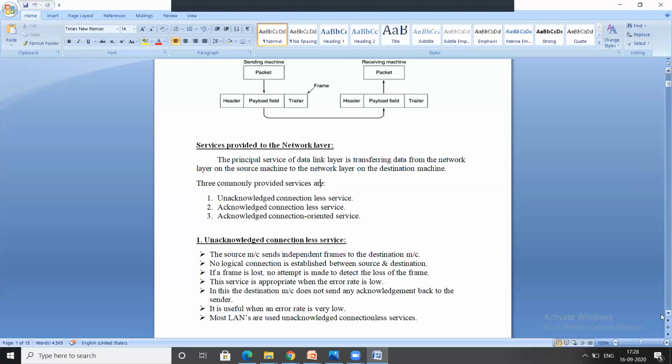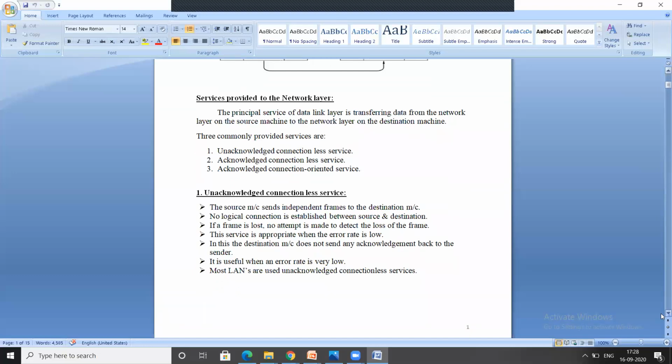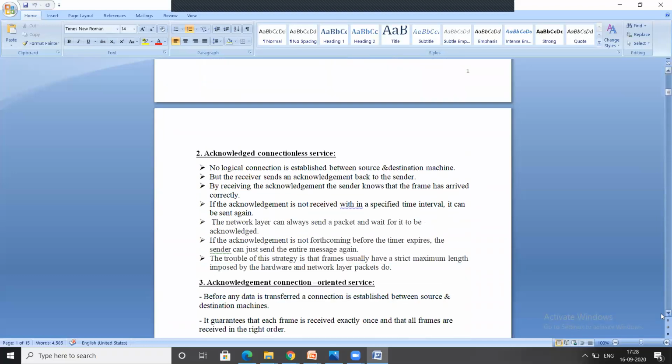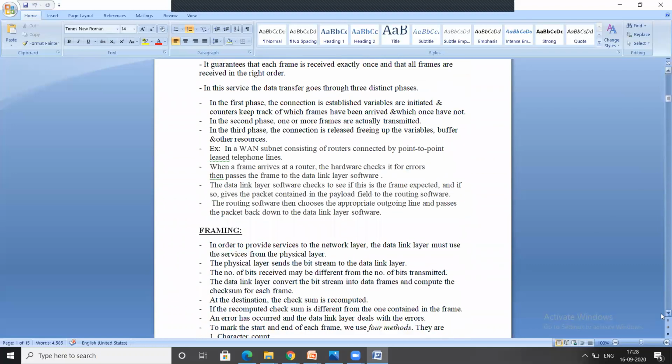Now the last one, acknowledged connection oriented service. This is very simple. It has both a logical connection, it is connection oriented, meaning between the source and destination there is a logical connection, and still it is having acknowledgements. It is maintaining acknowledgements. This is the third type of service provided by the data link layer.